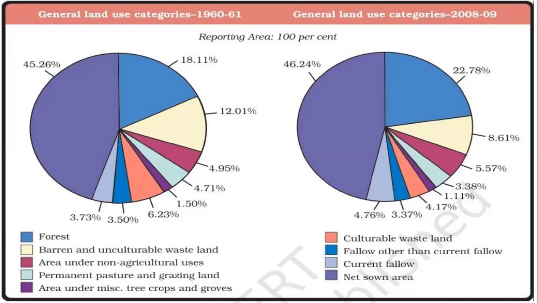Can you all find out the reason why there is a low proportion of net sown area in all these states? That is Arunachal Pradesh, Mizoram, Manipur, and Andaman Nicobar Islands.